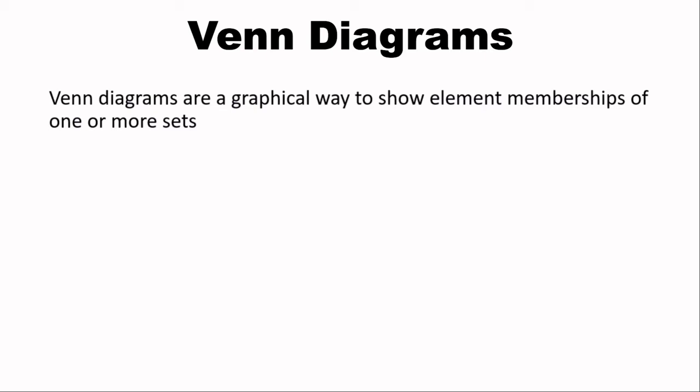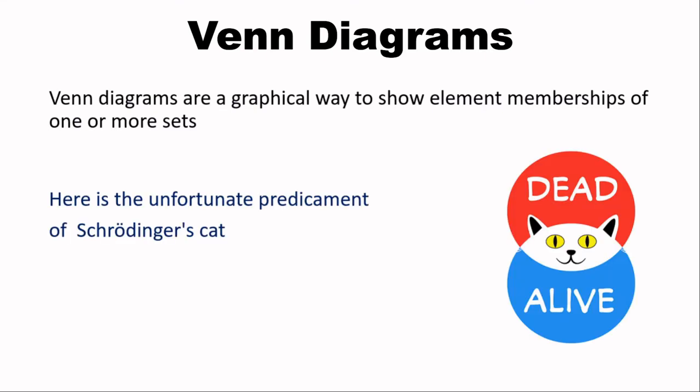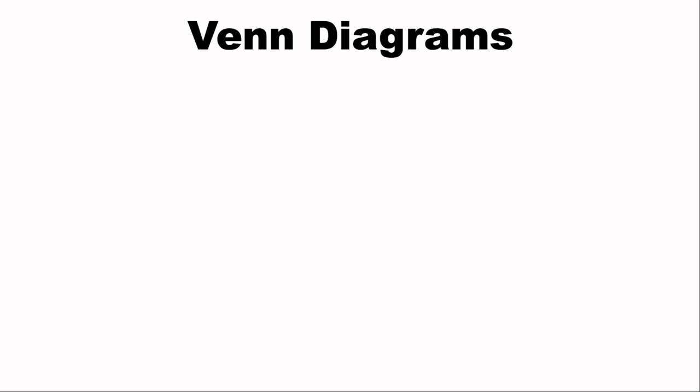Venn diagrams are a graphical way to show an element's membership of one or more sets. Some of you may be familiar with this particular Venn diagram, which depicts the unfortunate predicament of Schrodinger's cat. Can anybody tell me down in the comments section what the story is about Schrodinger and his cat? Maybe we should start with the basics.